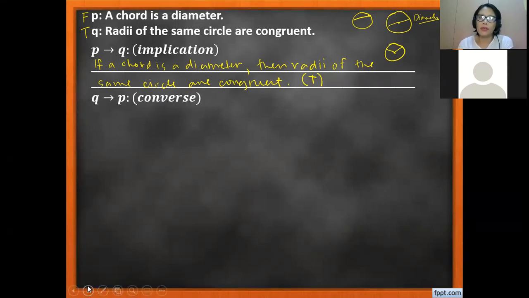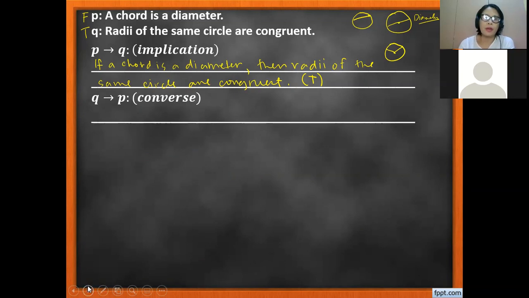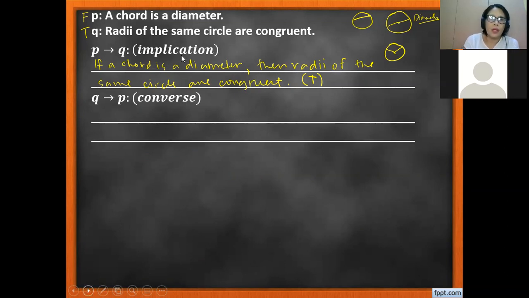So how about the converse of that statement? So we have if radii of the same circle are congruent, comma, then a chord is a diameter.